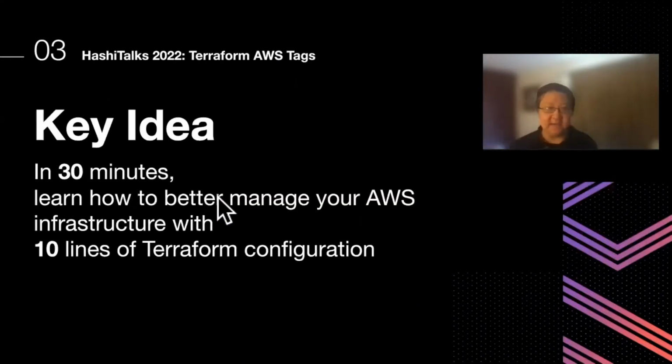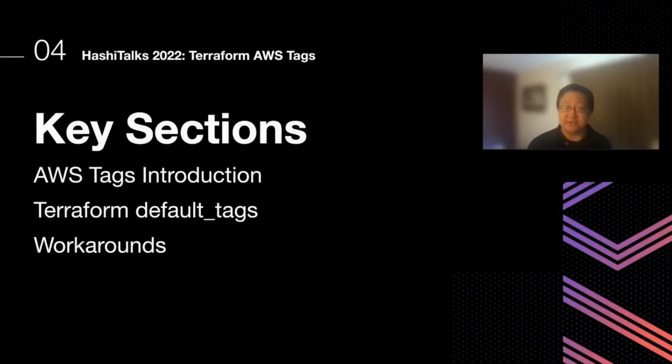So the key idea here is that in 30 minutes, you can learn how to better manage your AWS infrastructure with just 10 lines of Terraform configuration. There are 3 key sections to this talk. One is just a quick introduction of AWS tags for people who may not be familiar with it, and some of the things you can do with AWS tags to help better manage your infrastructure. The second part is the meat of this talk, using the new feature Terraform Default Tags to automatically tag everything that Terraform touches in your AWS infrastructure.